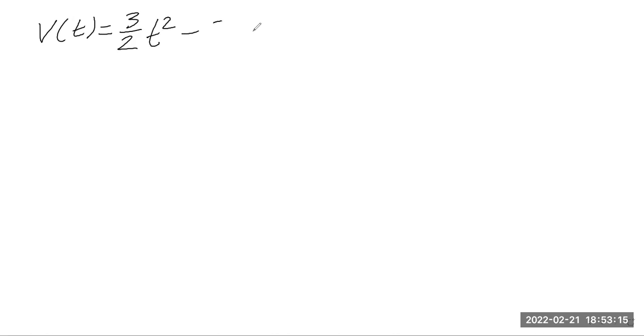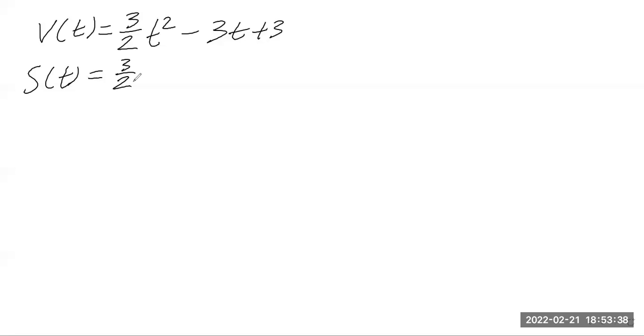Now all I'm doing right here is just rewriting what we had before. So I know velocity, but I didn't want to stop here. I wanted to get to position. Okay, well, we can do that. We just do another antiderivative. Now, term by term, let's just take it.